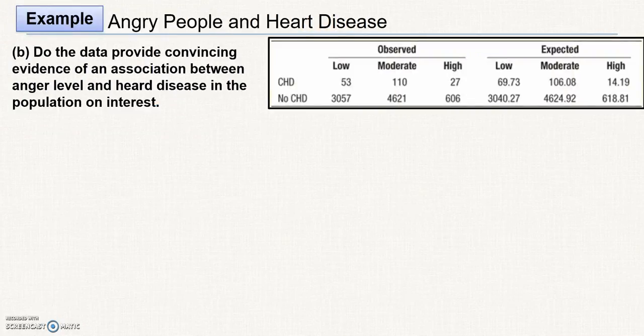Okay, so part B. Do the data provide convincing evidence of an association between anger level and heart disease in the population of interest? So of course we go into the state, plan, do, conclude. So go ahead and pause for a moment and write down what you think the state should be.